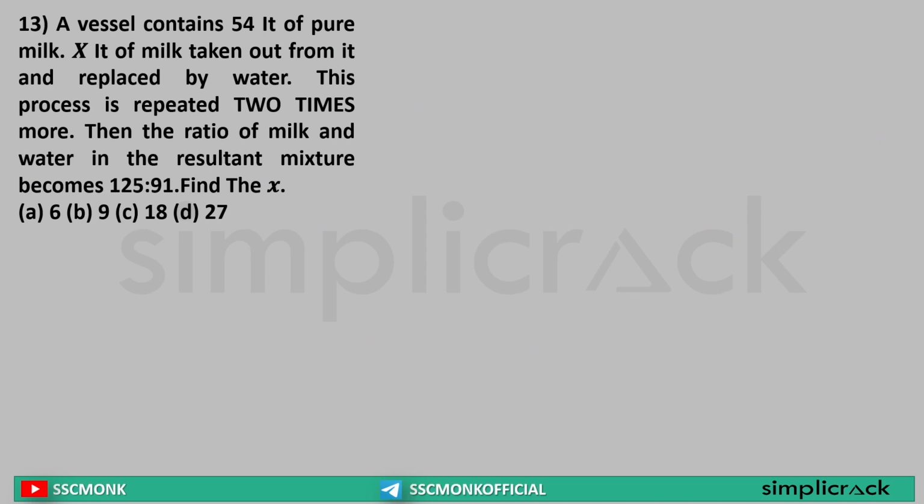Next. A vessel contains 54 liter pure milk. X liter, see, this is a pure milk. X liter of milk is taken out and replaced by water. This process is repeated 2 times more. That means total 3 times repeated. Ratio of milk and water in the resultant mixture is 125:91. Total is equal to what? 216. So milk to total ratio is equal to what? 125 by 216. Yes or no? Yes, sir.